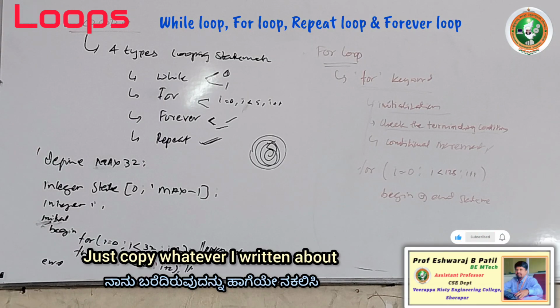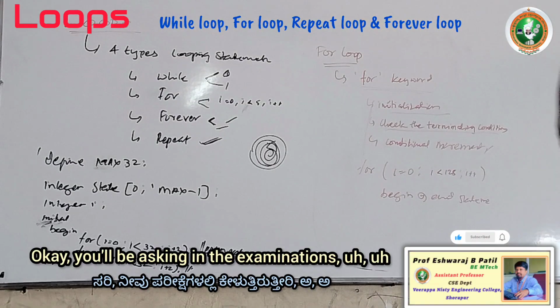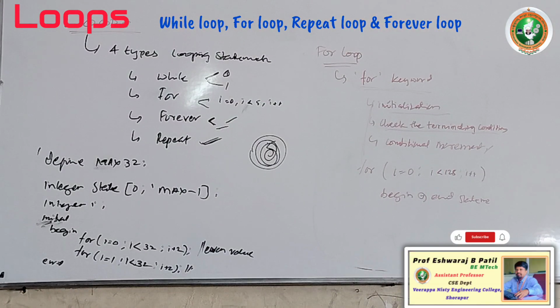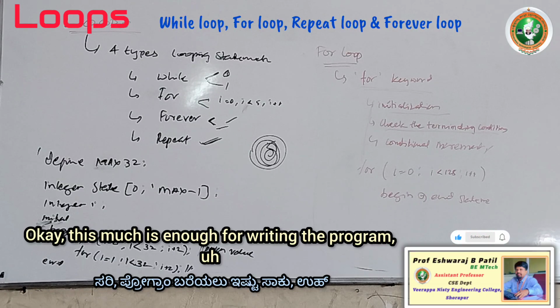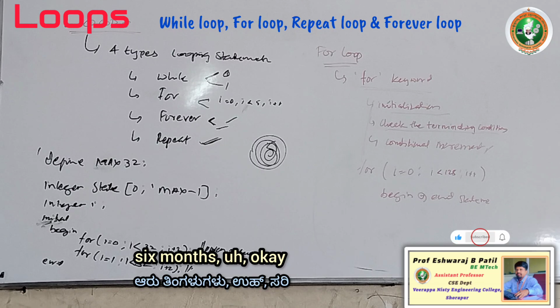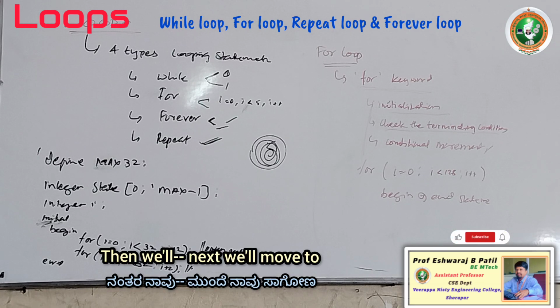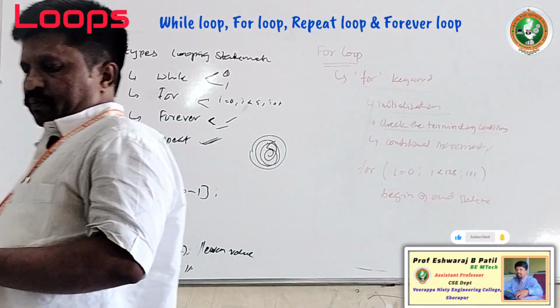Just copy whatever I have written above. You will be asked in the examinations to explain the while statement and the for loop statement with an example. This much is enough for writing the program in the examination for 6 marks. Then we'll move toward the forever and repeat statements. These two are very easy.